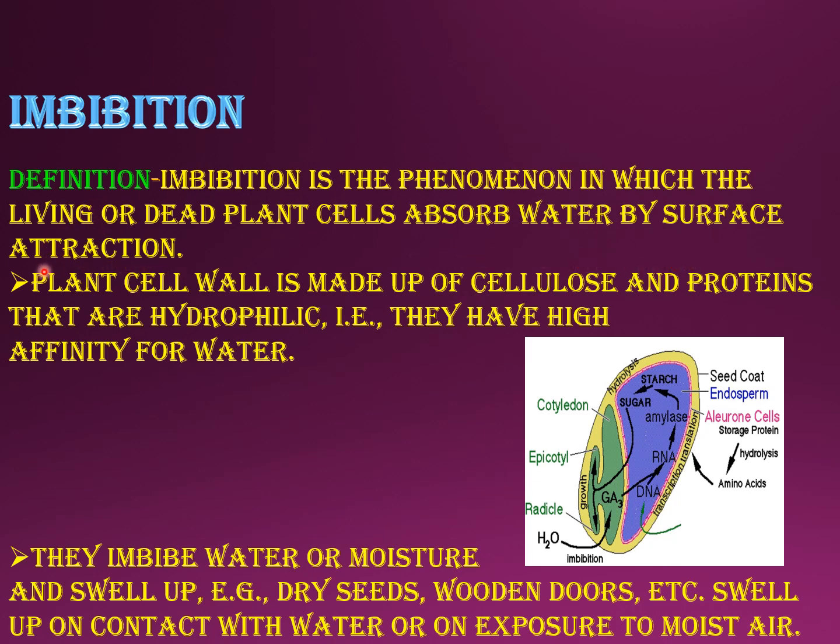Now, as we all know, plant cells are made up of cell wall. The outermost layer of the plant cell is the cell wall, which is made up of cellulose and proteins. They are hydrophilic, that means they have large affinity to absorb water. They attract water towards themselves, they absorb water. That means as they absorb water, they imbibe, they swell.